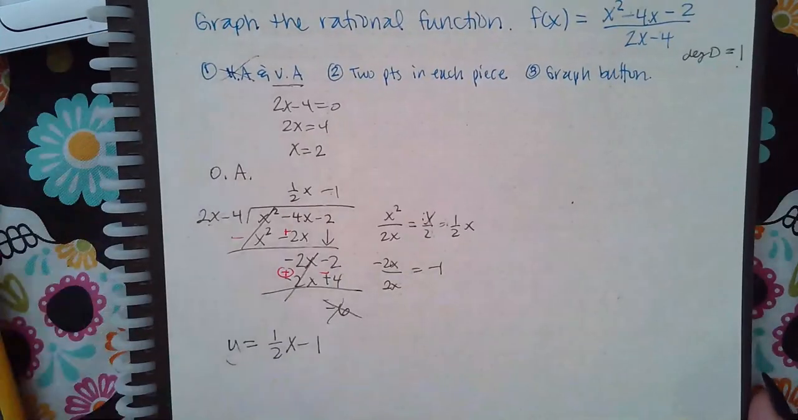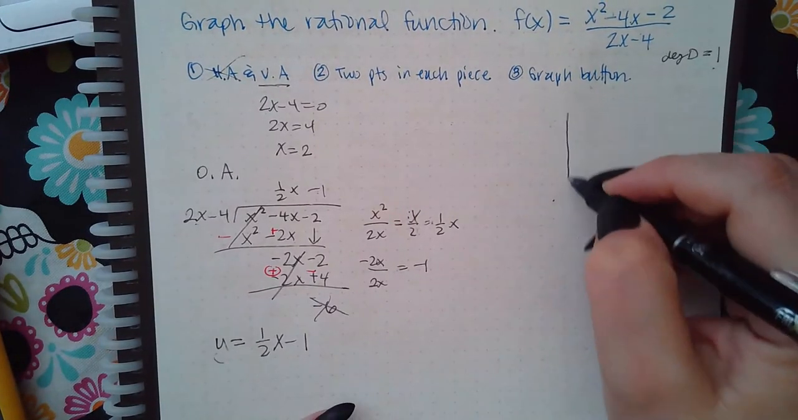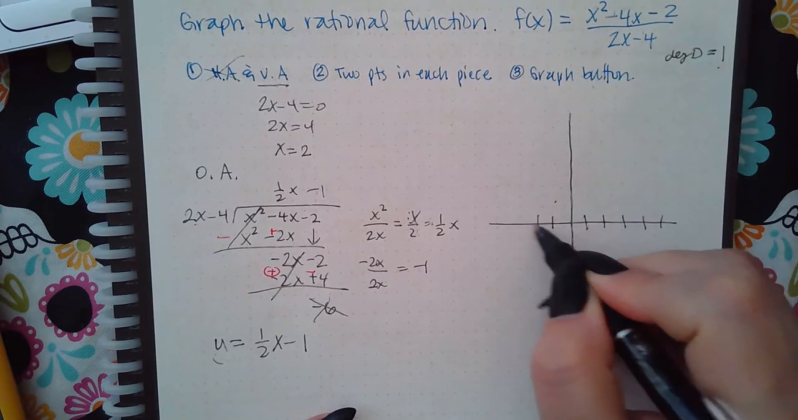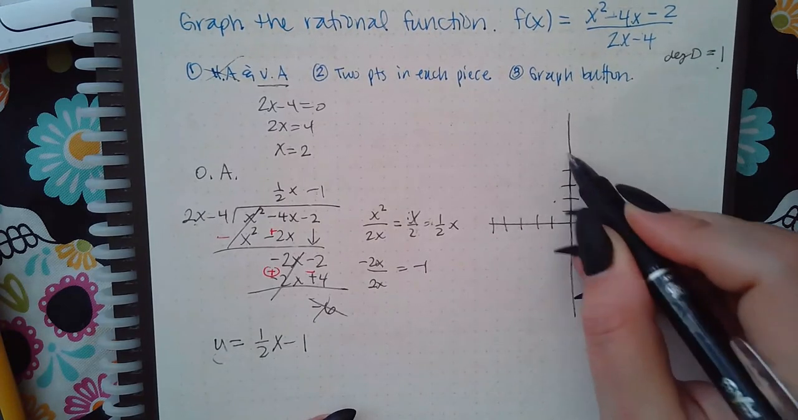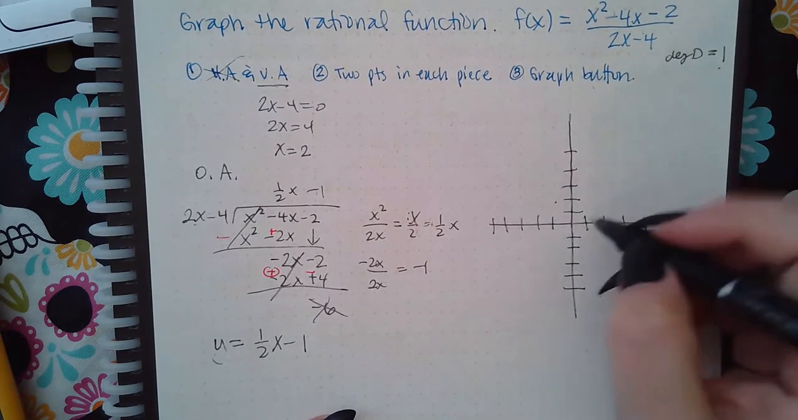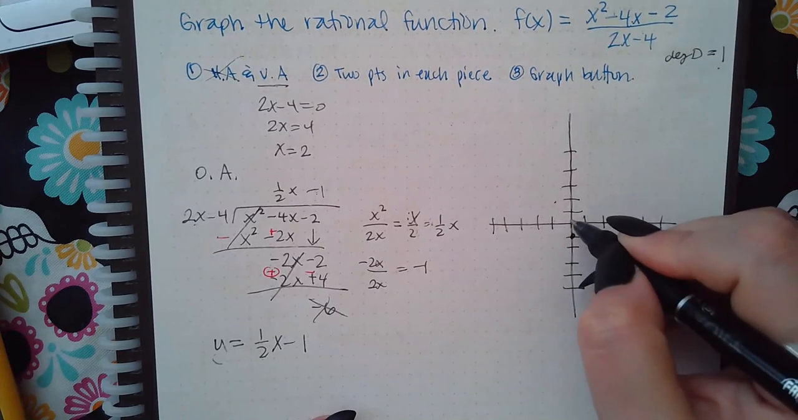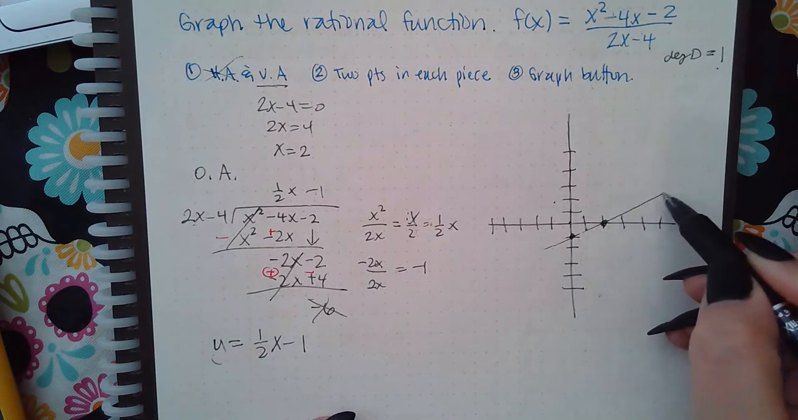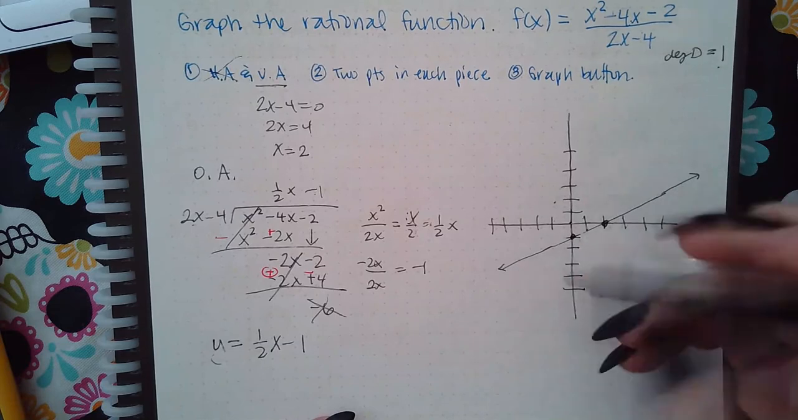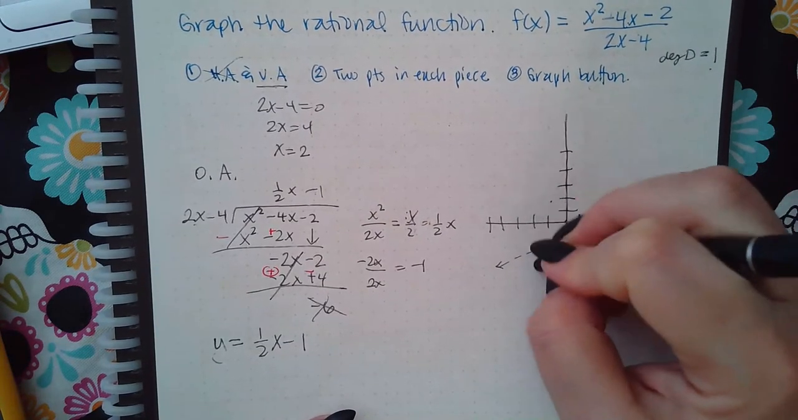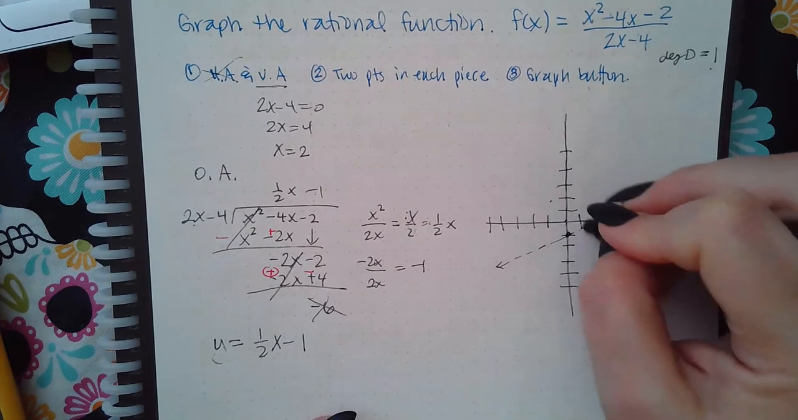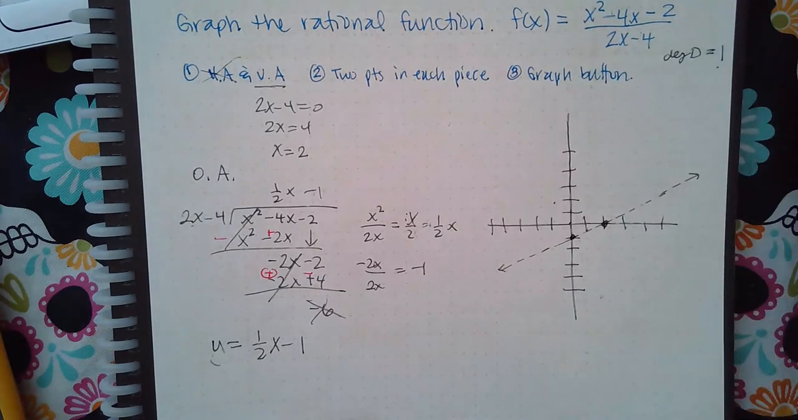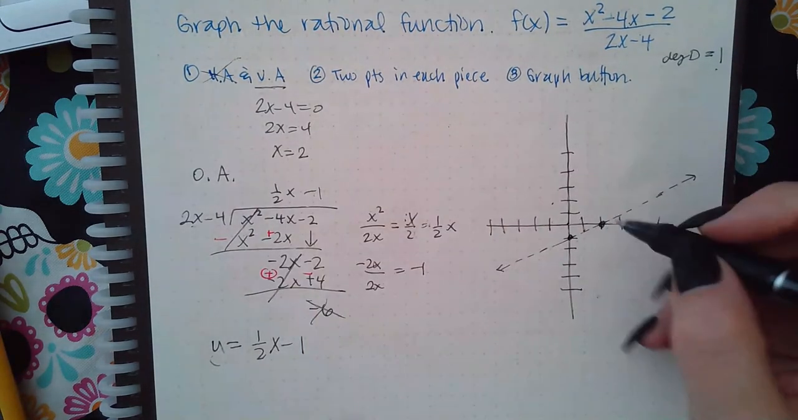So I graph this. 1, 2, 3, 4, 5. It's going to be negative 1 and then up 1 and over 2 for the 1/2 slope. And so you pick the slanted dotted line, and then you plot those 2 points, and it will draw the slanted dotted line for you. I forgot it needed to be dotted. And then the vertical asymptote is over here at 2.